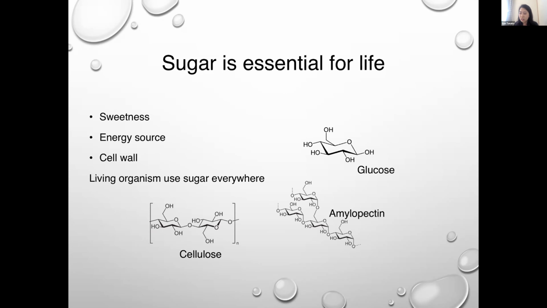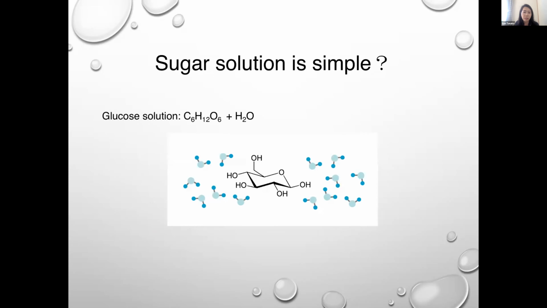In living organisms, glucose is used in various forms everywhere. Glucose consists of 6 carbon, 12 hydrogen, and 6 oxygen. When you simply imagine glucose aqueous solution, the picture is like this. But the sugar solution is not simple.